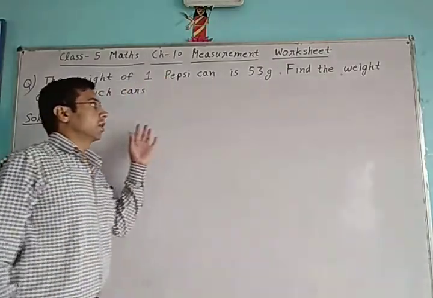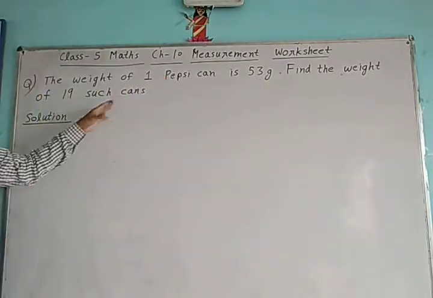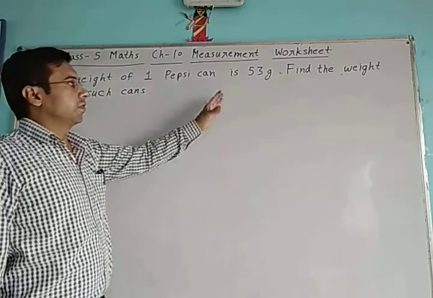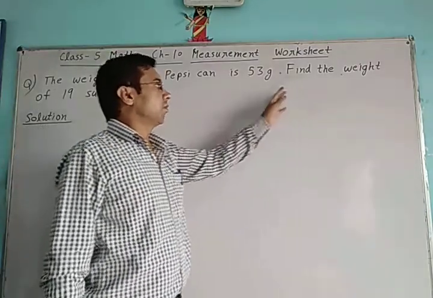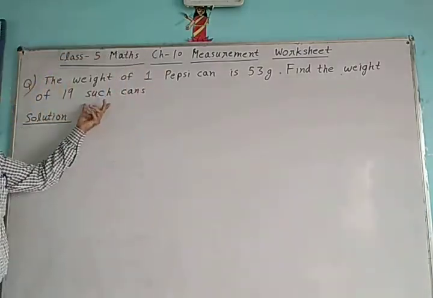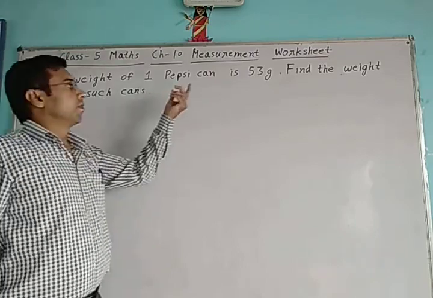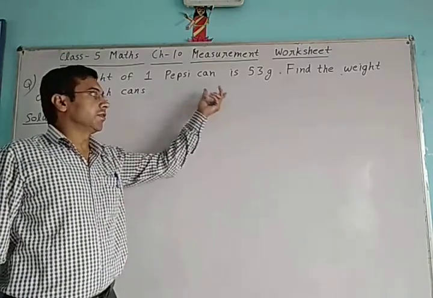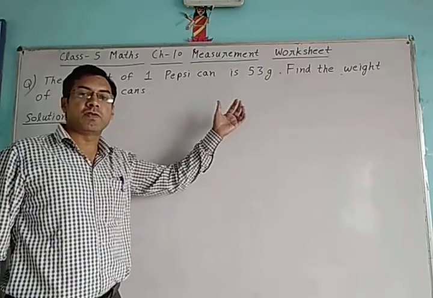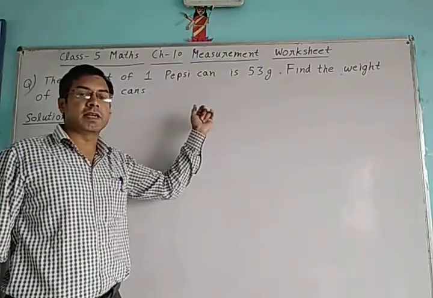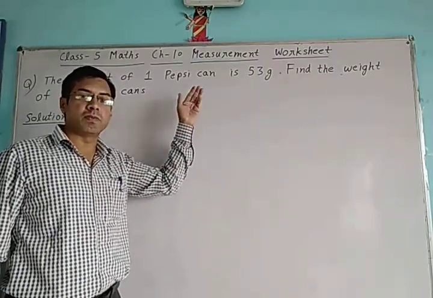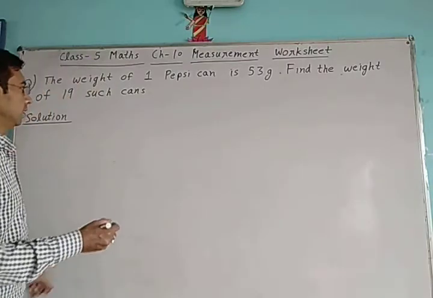Let's start. First question. The weight of one Pepsi can is 53 gram. Find the weight of 19 such cans. Weight of one Pepsi can is given, 53 gram, and we have to find out the weight of 19 such cans. So what we have to do? We have to multiply. Let's start.